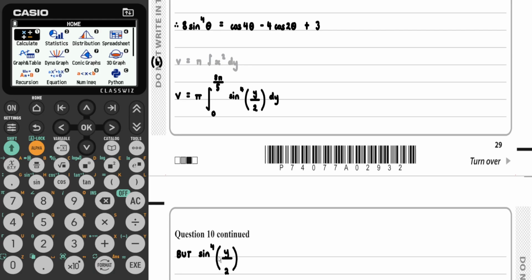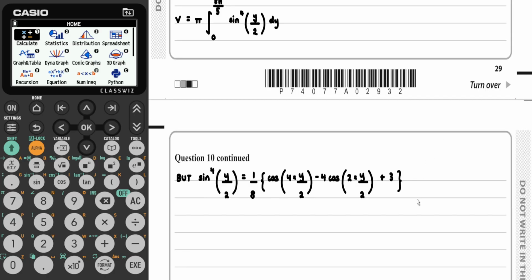Now if we think about what this sine of y over 2 to the 4 is, we can use the result we found in part A. We can first of all divide this by 8, so I've got 1/8 times by, and you will find instead of us having a theta we've got a y over 2, so I need to replace the theta with y over 2. So I've got 1/8 of cos of 4 times by y over 2, subtract 4 times by cos of 2 times by y over 2 plus 3. So we've got 1/8 times by cos of 2y, subtract 4 cos y plus 3.